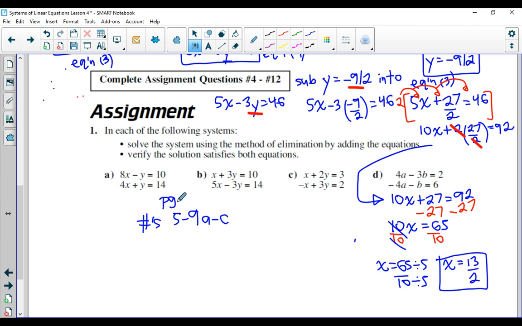Okay, so starting on page 637, do numbers 5 through 9. Do numbers 5 through 9, A and C, and no need to verify in any of them. Okay, then I'll talk to you in the next lesson when we deal with applying this knowledge to word problems.